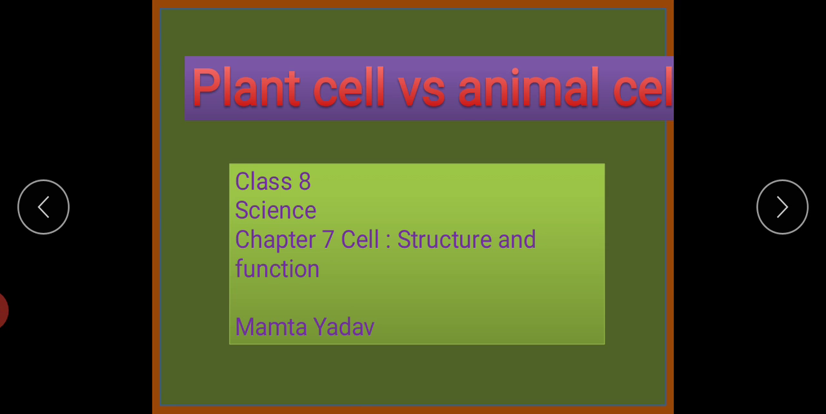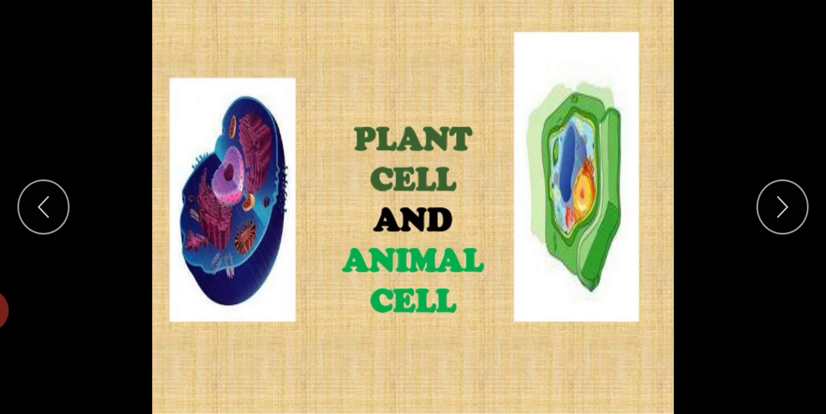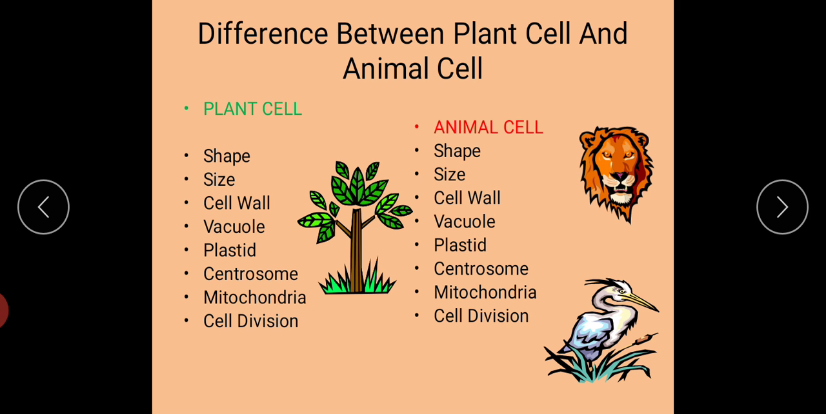In the last two videos, we got to know what a cell is, and the structure and function of some organelles of a generalized cell. Today, we shall discuss the plant cell and the animal cell. Both plants and animals are made up of cells, but there are certain differences which we shall discuss today. These differences are based on shape, size, and presence and absence of certain organelles.